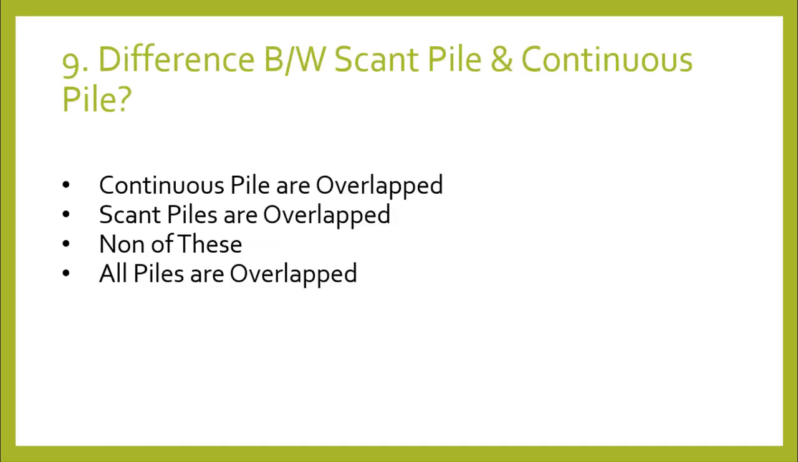Difference between secant pile and continuous pile. What is the difference between these two piles? Continuous piles are overlapped, secant piles are overlapped, none of these, or all piles are overlapped. The right answer is secant piles are overlapped.